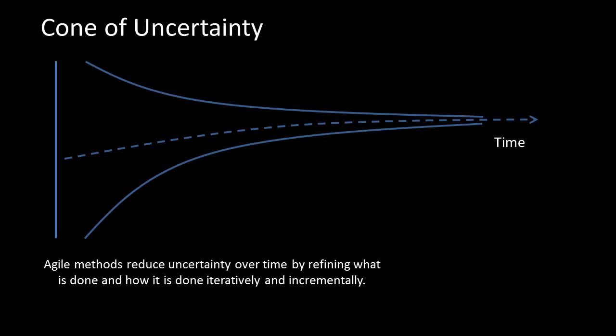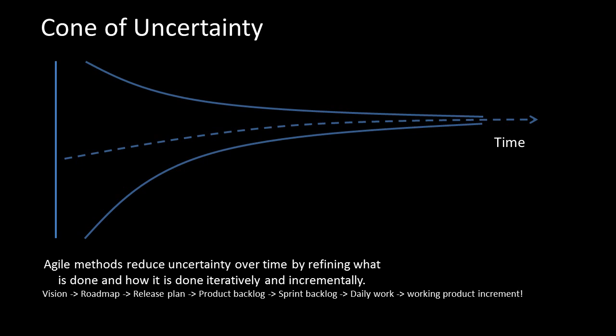What these methods do is they reduce uncertainty over time by refining what is done and how it is done iteratively and incrementally. So if we look at the very big picture, we start with a vision. The vision will lead us towards a roadmap. What products do we want to release in the next 6 to 12 months, for example? Each of those products then will refine a little bit further. We'll have a release plan saying perhaps we want to release it every 3 months, every 2 months, or every month, or maybe even more frequently than that.